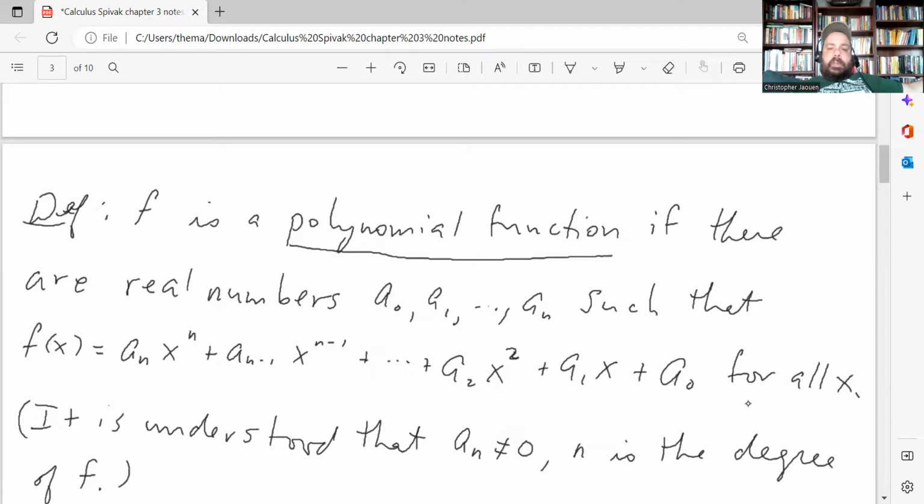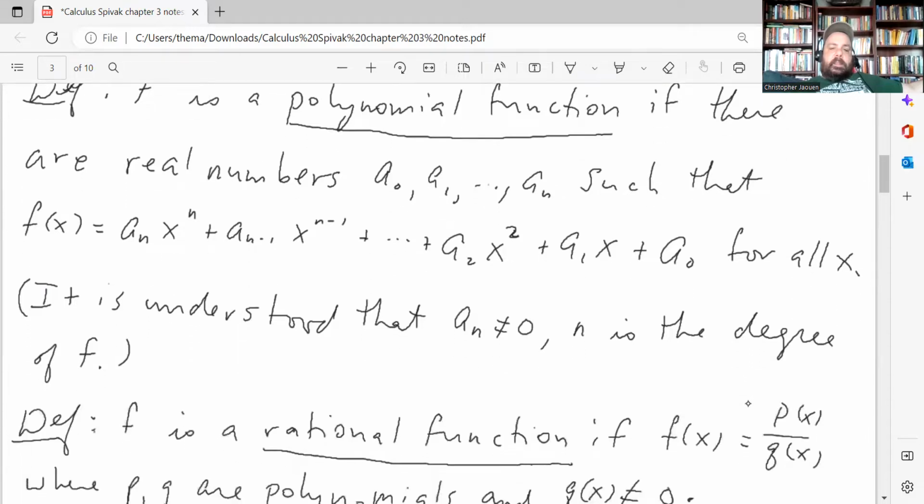So f is a polynomial function if there are real numbers a0 through an such that the y-coordinate f of x is given by this formula, an x to the n plus an minus 1 x to the n minus 1 plus, all the way down to a2 x squared plus a1 x plus a0 for all real numbers x. And it's understood in this formula that an is not 0, the leading coefficient is not 0. That's the coefficient of the leading term. The leading term is the one that gives you the degree of the polynomial. In other words, it's the one with the highest power of x, right? So the highest power of x is the degree of the polynomial.